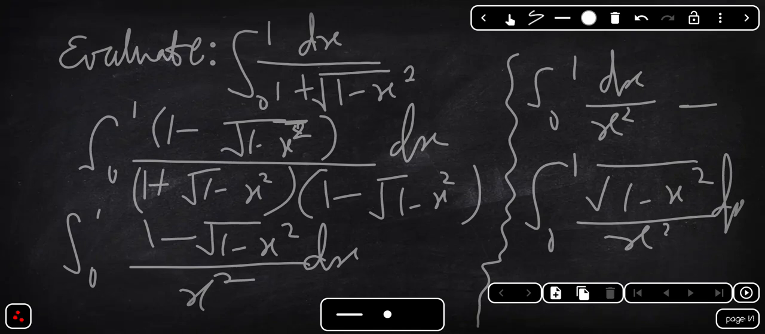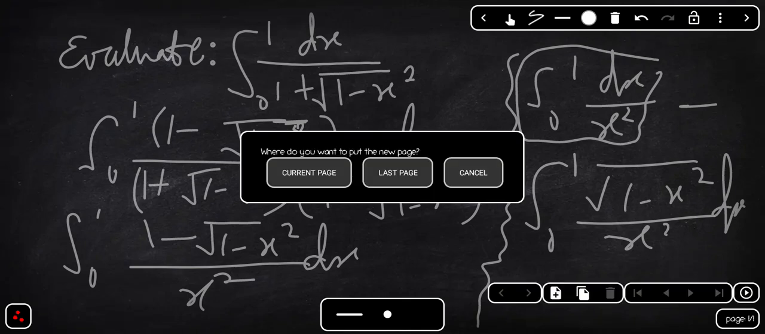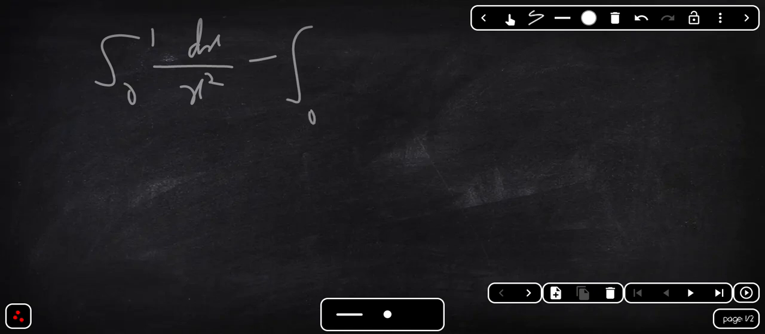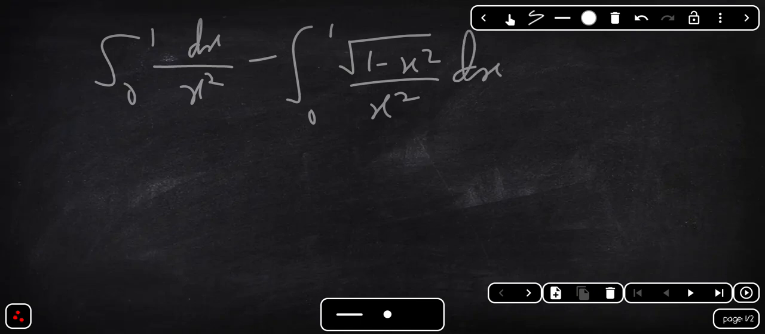So we know this one is a basic integral, very easy to solve. Then I'm going to have the integral from 0 to 1 of dx over x squared minus the integral from 0 to 1 of square root of 1 minus x squared over x squared dx. Those are the two integrals we want to solve, don't forget.